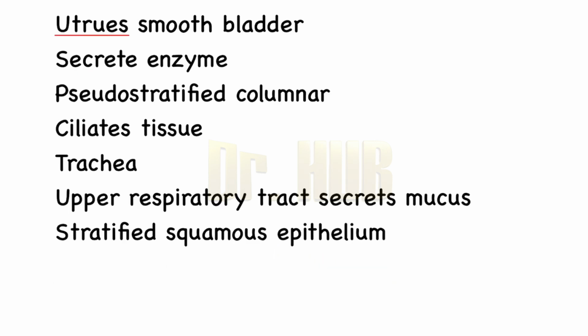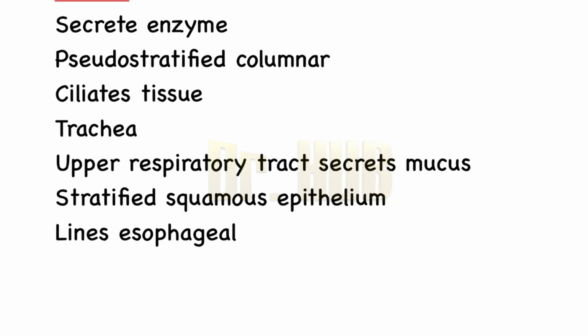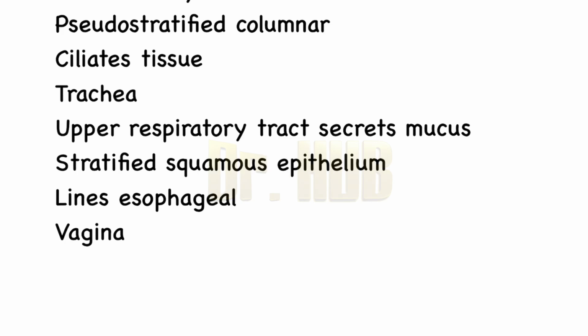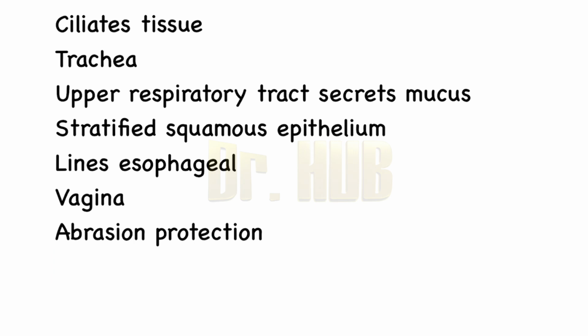Here in the stratified squamous epithelium, it lines the esophagus, mouth, as well as the vagina. Pseudostratified was in the trachea and the upper respiratory tract, secreting mucus, and the ciliated tissue moves the mucus. Stratified squamous lines the esophagus, mouth, and vagina, and the function is protection against abrasion. Next we move on to the stratified cuboidal.